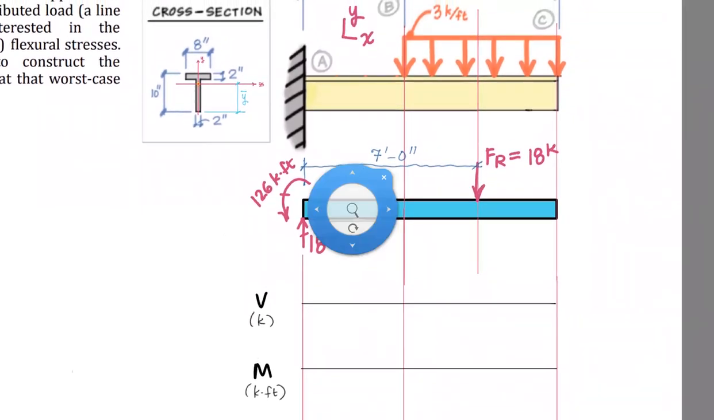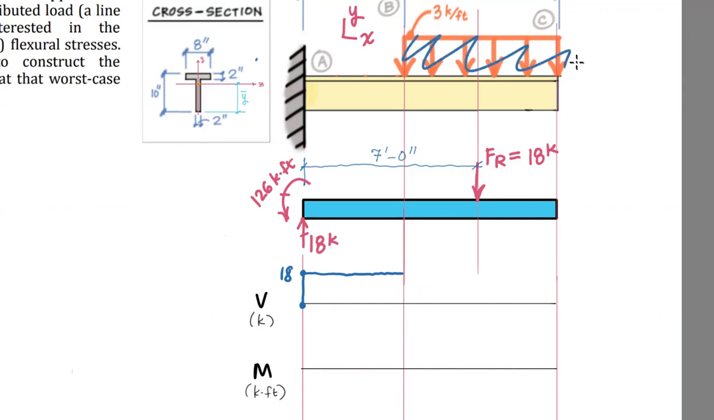All right, let's start with shear. I'm going to pick a blue color. Start at 0, increase by 18, plateau for however many feet that is, 4 feet. And for the rest of the beam, I want to decrease by the area under the curve. I already computed that to be 18, so I know I'm going to get back to 0. How am I going to get there? Well, my load was constant, so my shear has to be linear like that. It was a linear function.